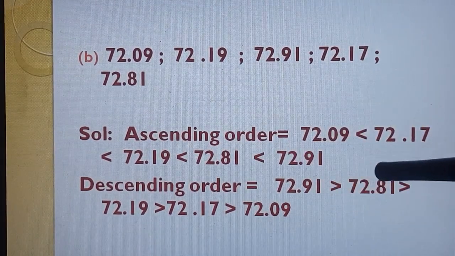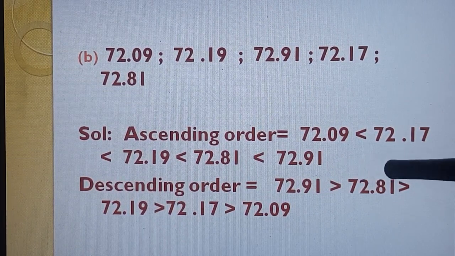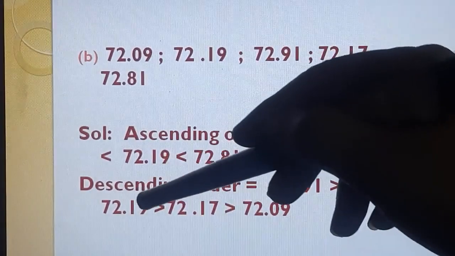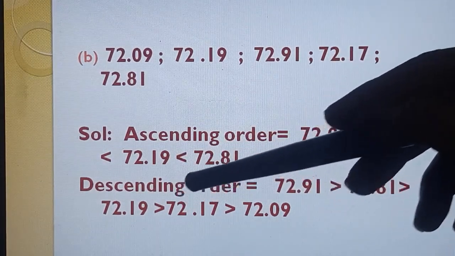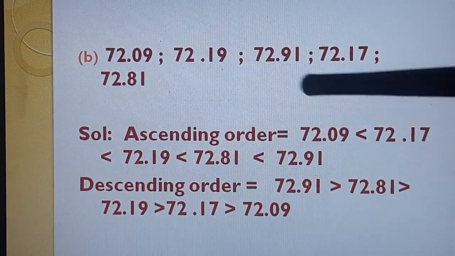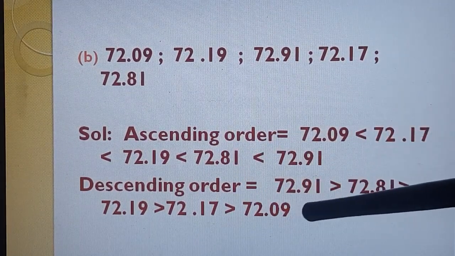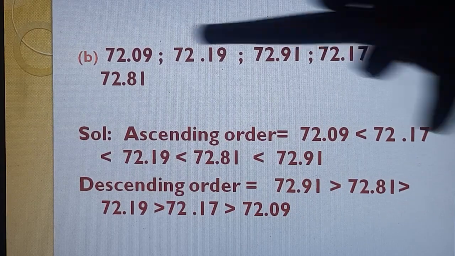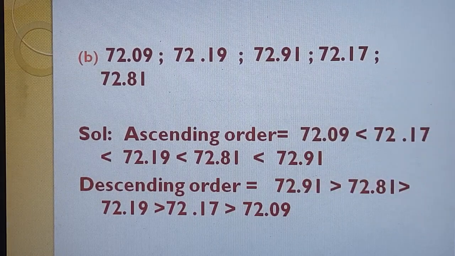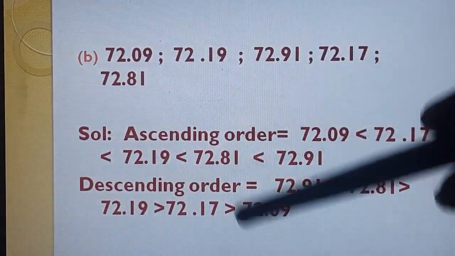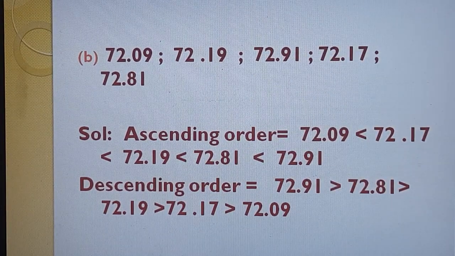Right? And in descending order we will write the reverse of that. 72.91 is greater than 72.81, 72.81 is greater than 72.19, 72.19 is greater than 72.17, and 72.17 is greater than 72.09. If you want, you can put the numbering here. According to ascending order, first put the numbering, then write down. After that, if the question is the same, then you will take the reverse of that. If the question is different, then go to the next question and put the numbering there.